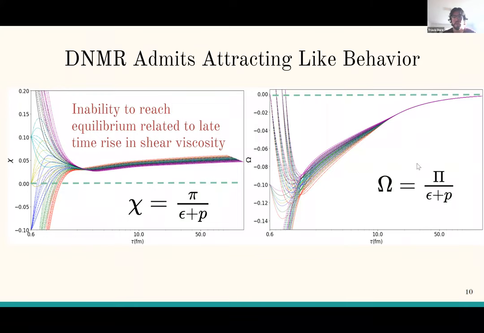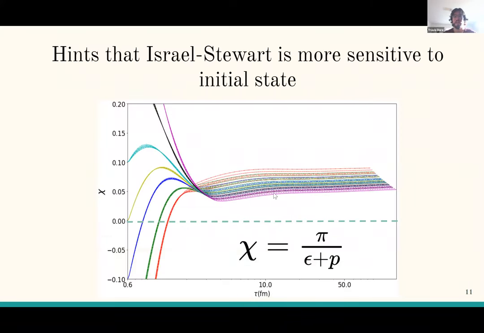So DNMR has this behavior, and Israel-Stewart actually hints that it's more sensitive to the initial state. You see there's a wider spread in your final state here. They do have this attractor-like behavior, which is good to see, but it's somewhere in the middle. However, you do seem to have some sensitivity to your initial state as well.